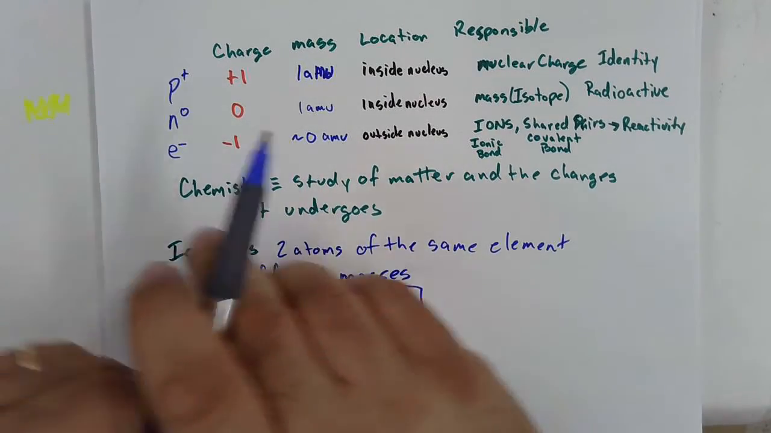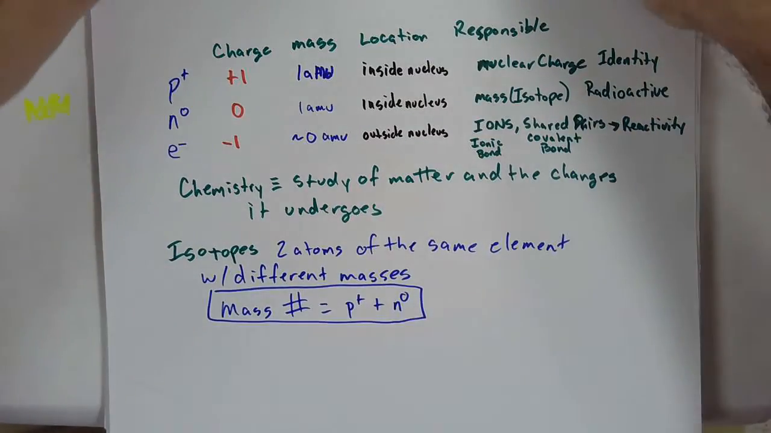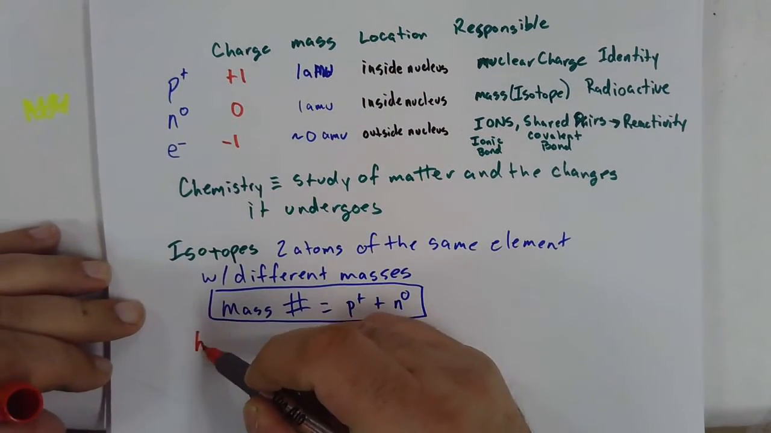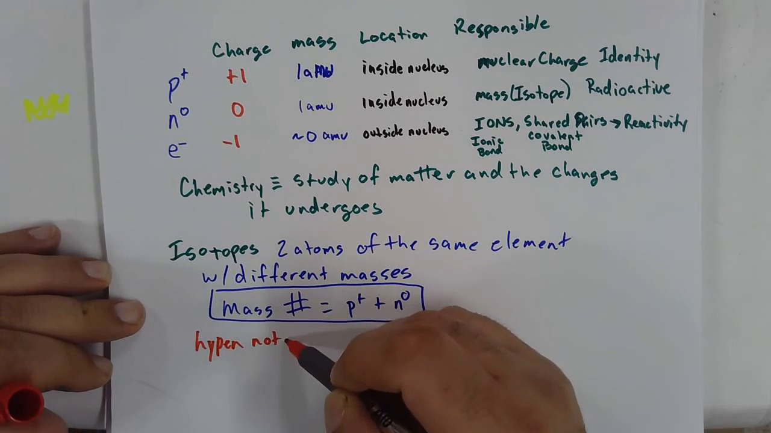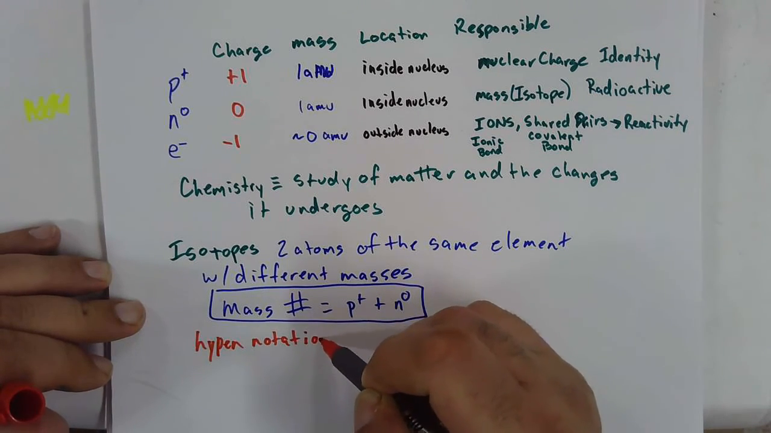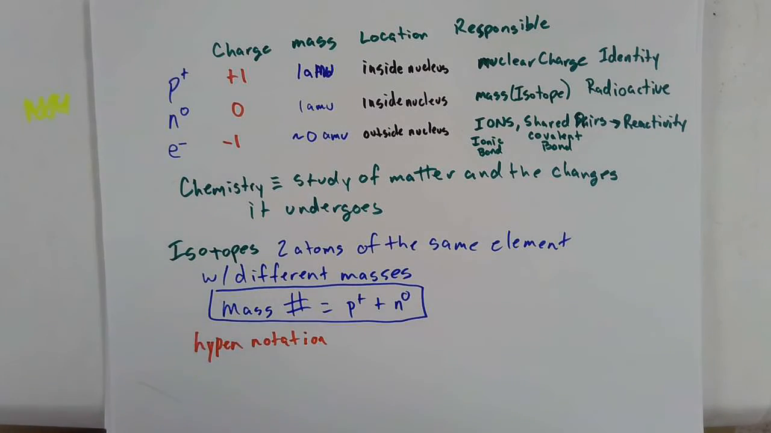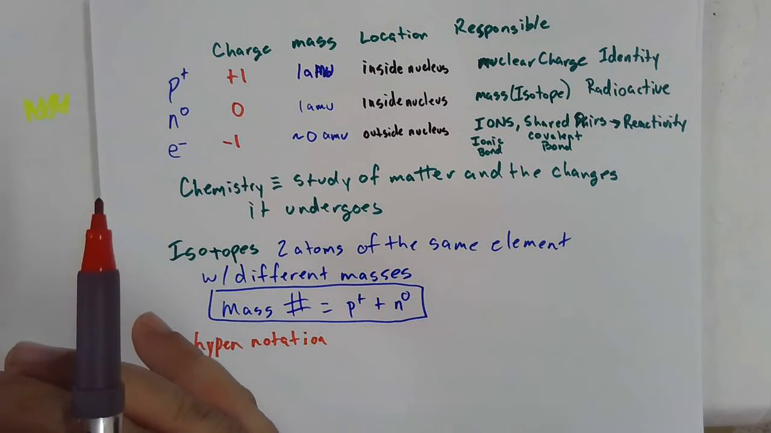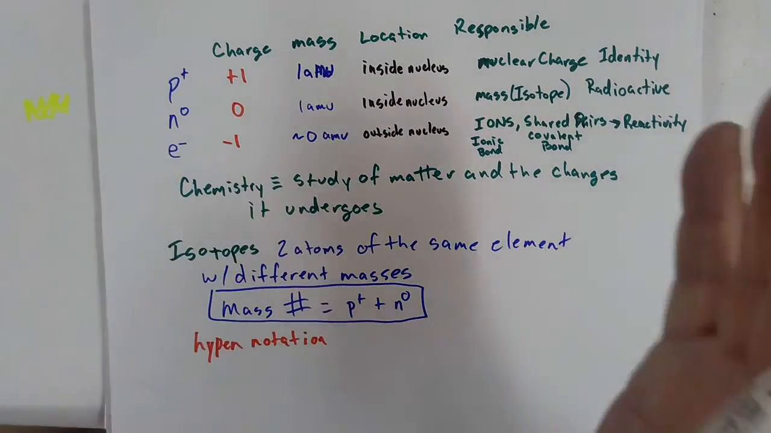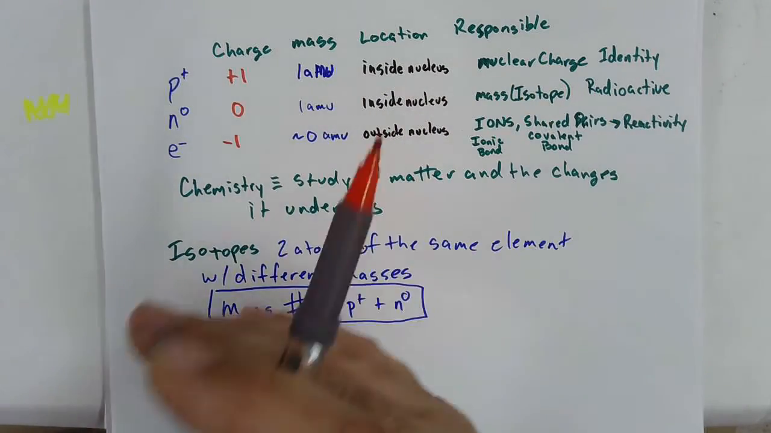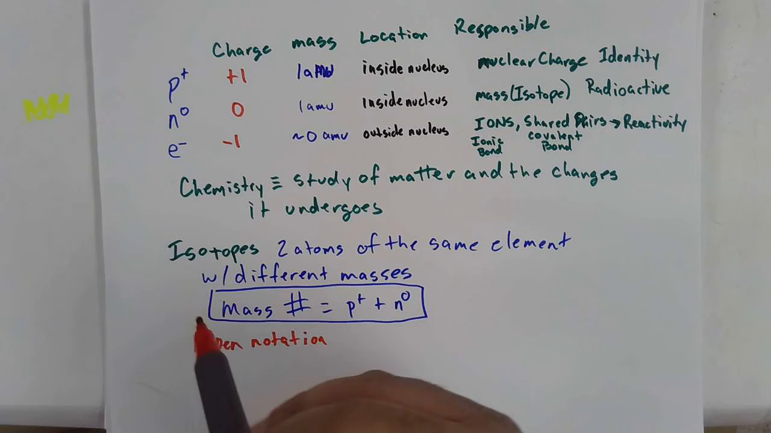Next thing, hyphen notation. Very simple. If I have an isotope, I'm going to take the name of the element, hyphen, then I put the mass number. Simple example.